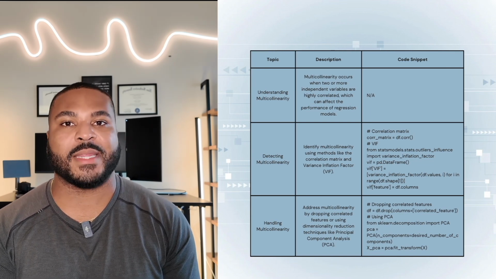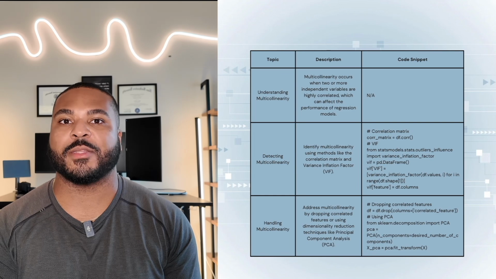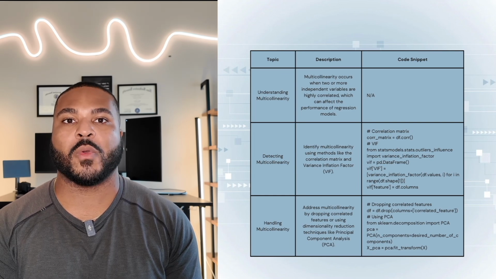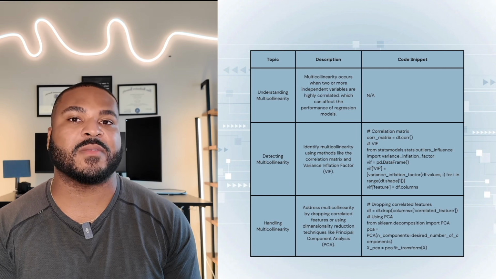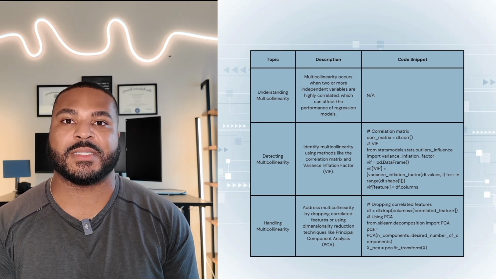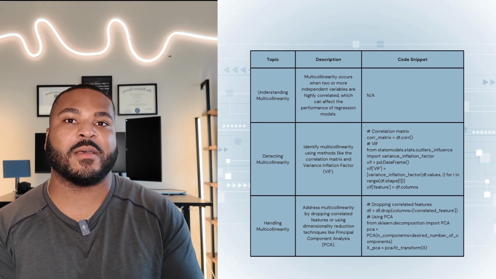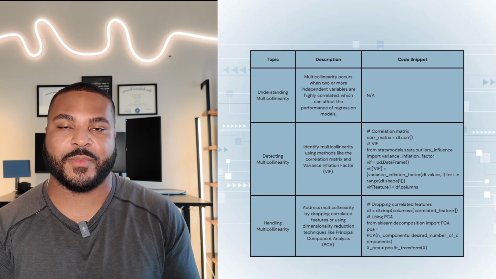There are several methods to detect multicollinearity in your data set, including the correlation matrix and variance inflation factor, also known as VIF. The correlation matrix helps identify pairs of highly correlated variables.